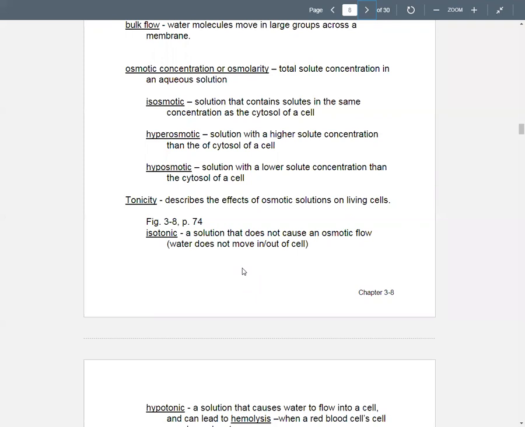In the hyperosmotic solution, the extracellular fluid is going to have a higher solute concentration than the cytosol of the cell. In a hypoosmotic or hyposmotic solution, remember hypo is low, the extracellular fluid solution is going to have a lower solute concentration than the cytosol.